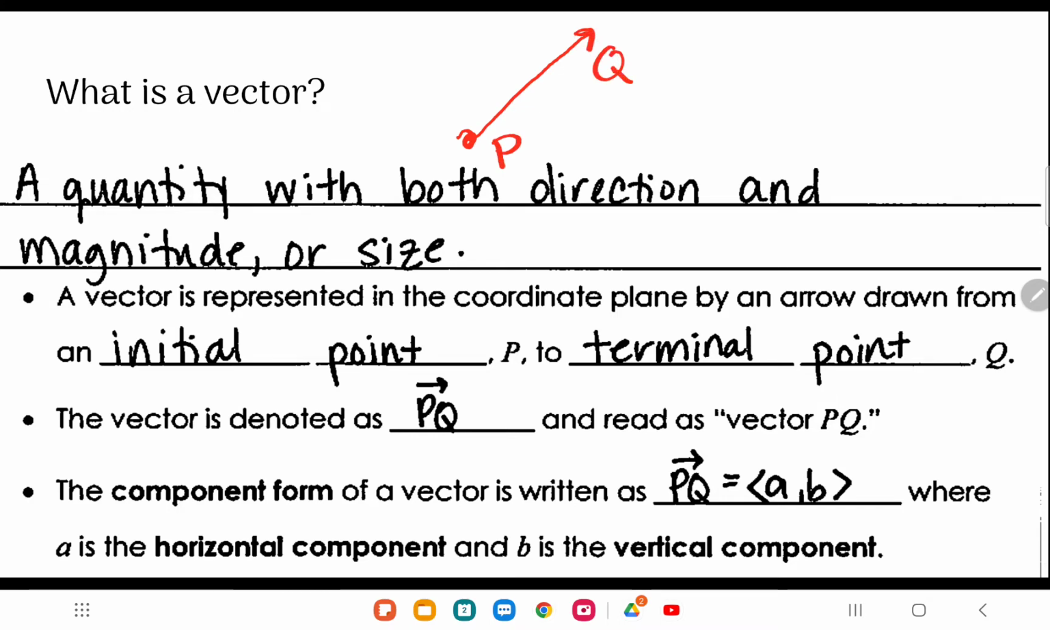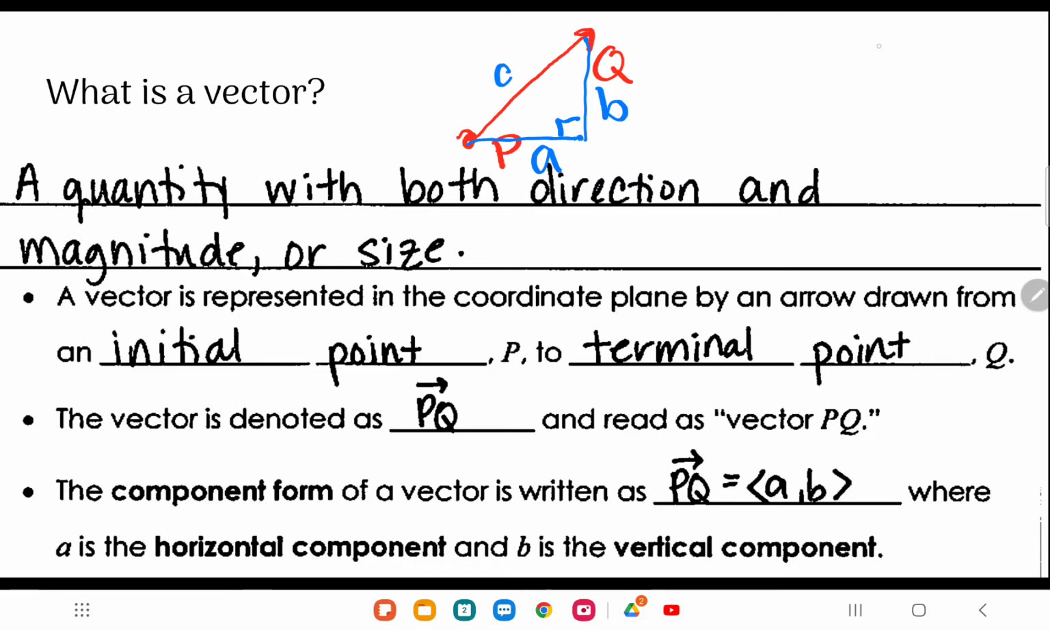The difference here is that, unlike a ray, it is going to have a terminal point. It will stop at Q. Now the component form of a vector is written as PQ equals ⟨a, b⟩ inside those triangle brackets. a is the horizontal component going this way, and b is the vertical component going this way. So if we think of this as being a right triangle, then we can determine the magnitude, or the length, of the vector by using the Pythagorean theorem to determine that length, c.